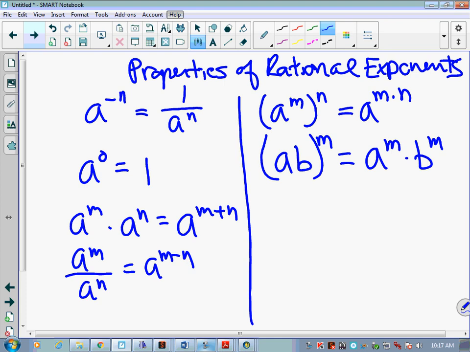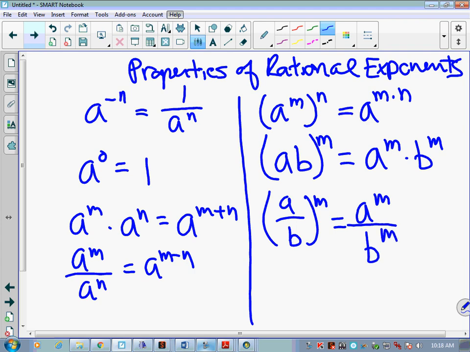And then finally, that same principle but applied to division, the power of a quotient property: a divided by b to the m equals a to the m over b to the m. Okay, so those are rules that are helpful to write down if you don't already know them. And that's it, mainly for that box.